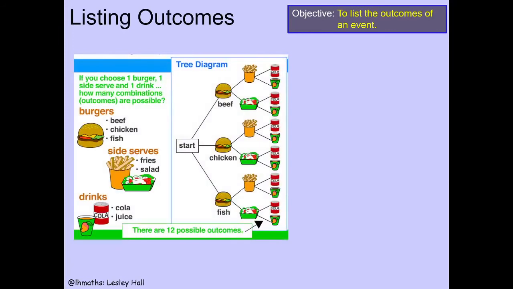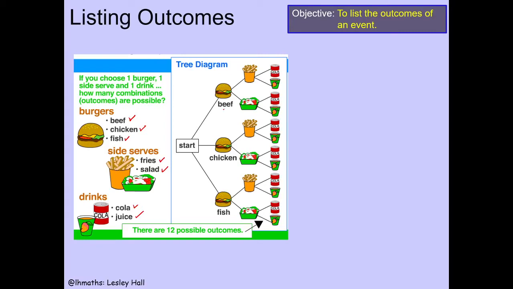Now, let me present to you a very concrete example of using the tree diagram. You have noticed here that if you choose one burger, one side serve, and one drink, how many combinations are possible? So take note, in our burger, we have a beef patty, a chicken, and a fish patty that we can choose. Our side serves, we can have fries or salad. Our drinks, we only have two choices. We can have a cola or a juice.